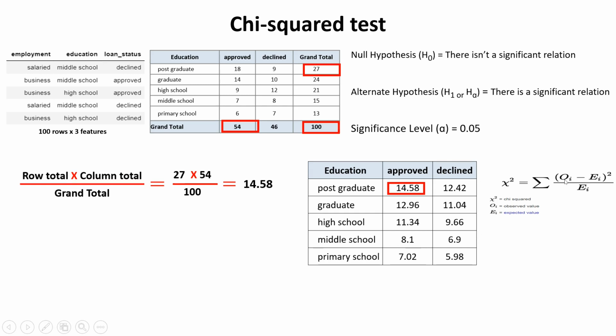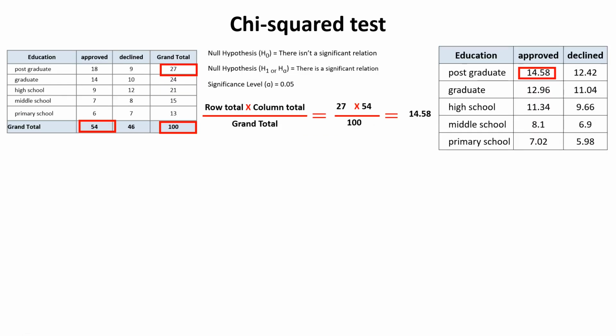Over here, if you notice, O represents the observed value. Observed values are available over here. E represents the expected value, which are available over here. So what we are precisely saying is observed value minus expected value, divided by the expected value. And whatever we get, we need to sum them all up. Let me explain this further.